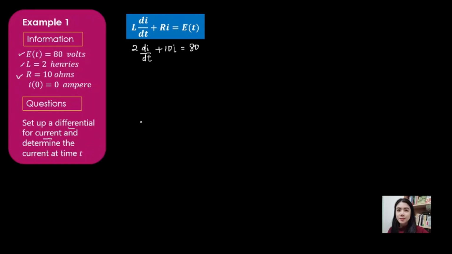Now the next step is to divide all of the terms by 2. Then we're going to have di/dt only, plus 5I, equals 40.